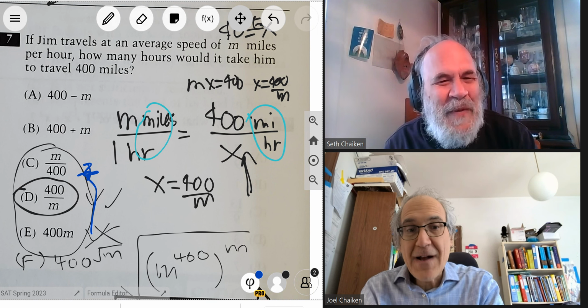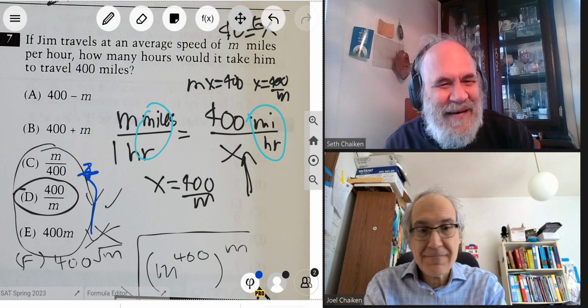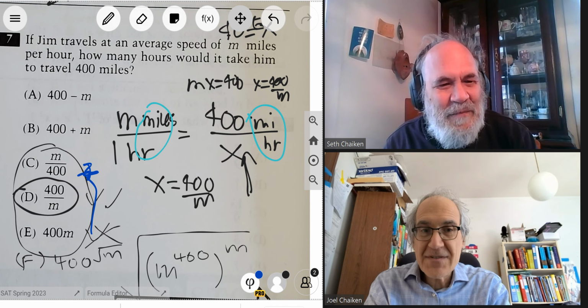Yeah, I mean, this is a speed problem. By the way, speed problems are extremely common, all over the place. You can't get away from speed problems.